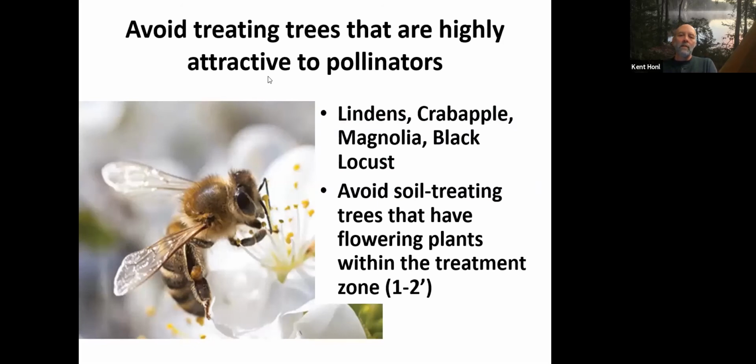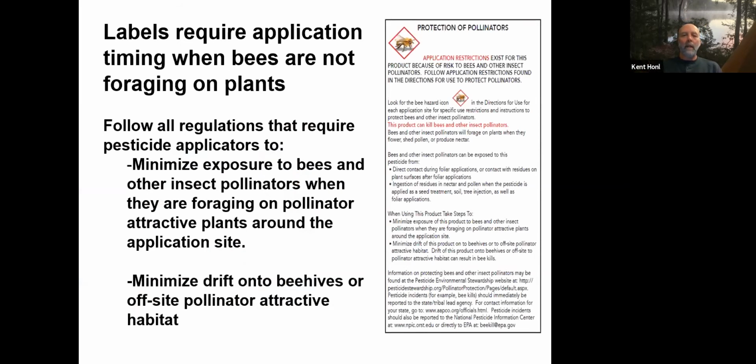So there's, of course, the pollinator concern I mentioned. It's of huge importance nowadays. So for things like lindens, crabapples, magnolias, and black locust, we just will not treat with the longer term systemics, because you'll end up having the product getting into the pollen and the nectar of those species, and flowering plants within the treatment zone. People like to put hostas, daylilies, that kind of thing around the base of their trees. Then we can't do those, because that will also have an uptake that will be injurious or lethal to bees. So the labels actually state that nowadays too, that they require application timing when bees are not foraging on plants, or just not even using that particular product if it has a long enough residual to affect the flowers for the next season.